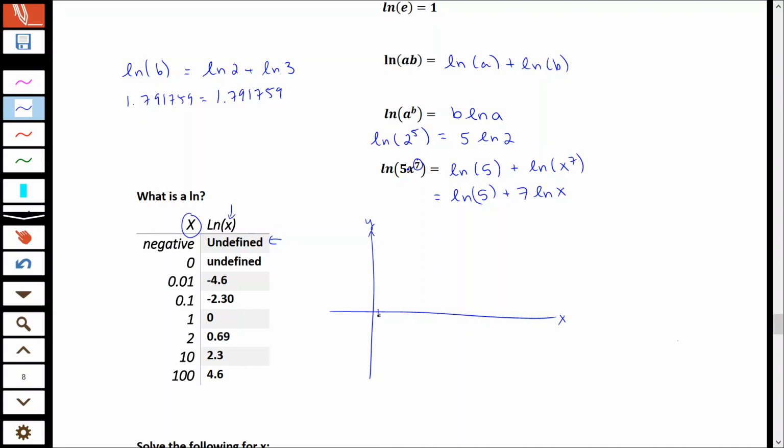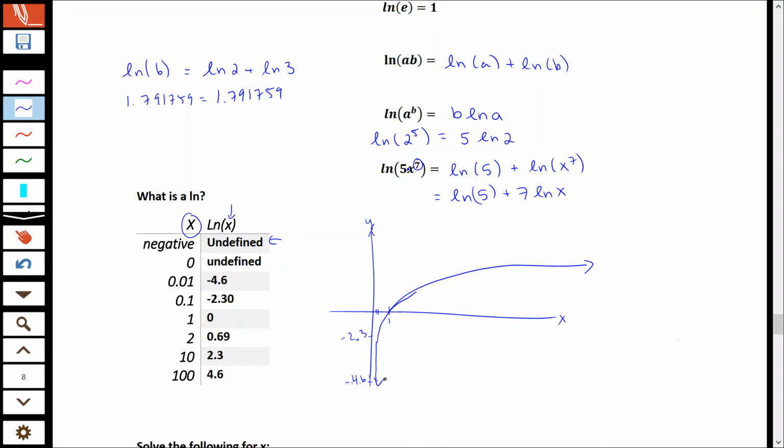So if x is 0.001, really, really close to 0, the number that equals is negative 4.6, and then negative 2.3 when it's at 0.1, and then by the time it gets to be 1, it actually crosses over at 0. Basically what we have here is a function that doesn't exist for negative values of x, and that is going to increase very slowly.